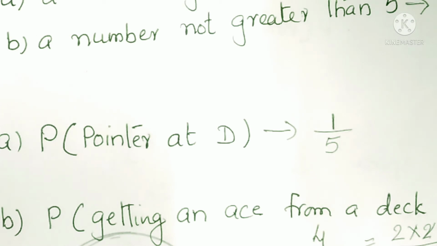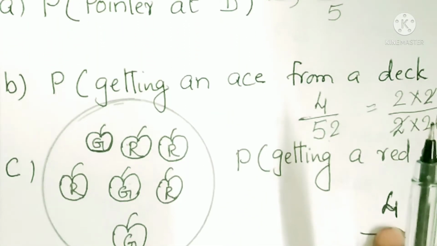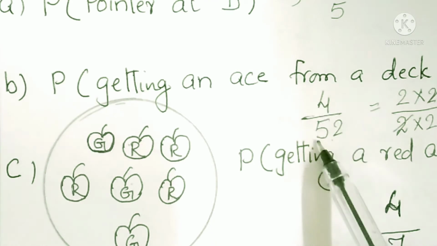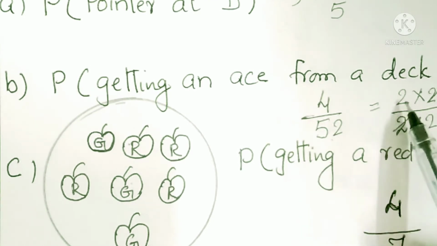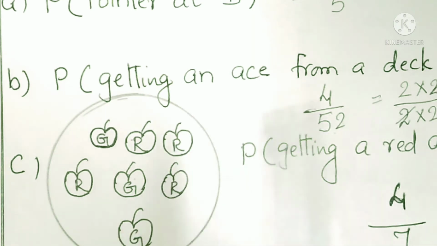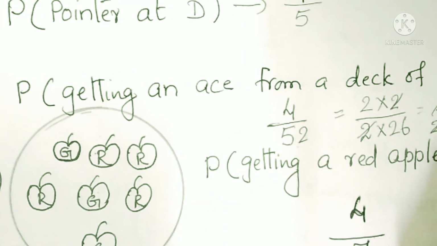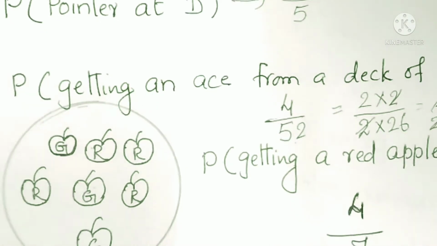Okay, so the probability of getting an ace from a deck of 52 cards is, 4 aces are there in total. So it is 4 out of 52. That is, when you do cancellation, we get 1 out of 13. How do you get 1 out of 13?